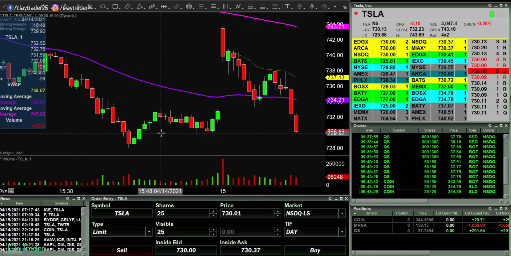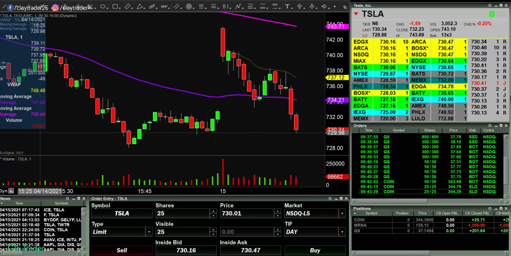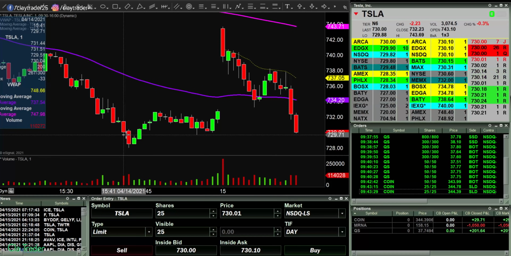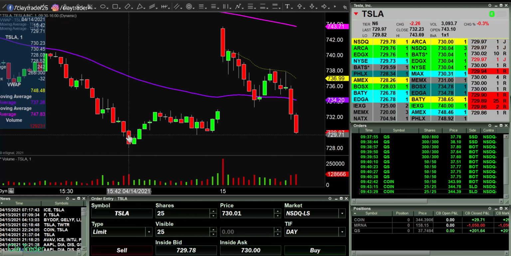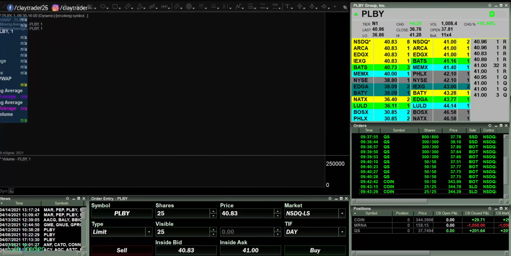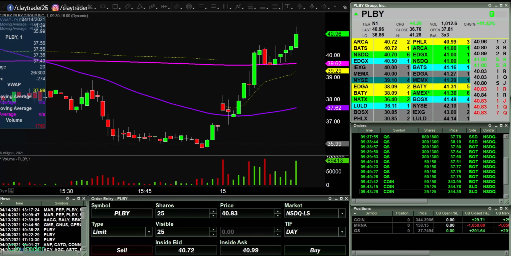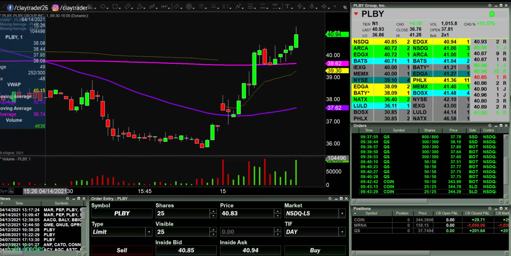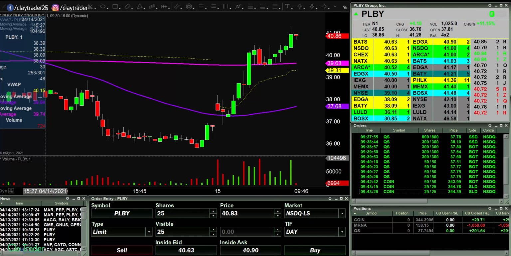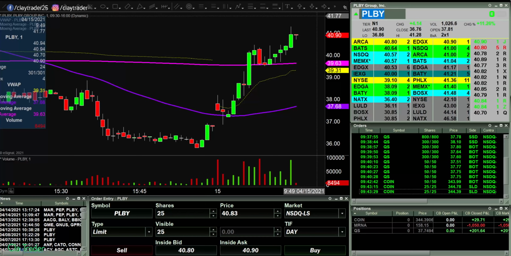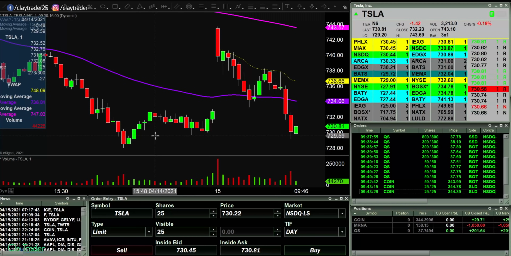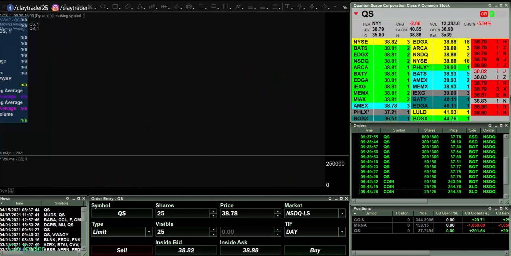Tesla coming down here. I wonder how it's going to behave right here at, what is that, 729.75-ish. I would love to short right here, but that's totally chasing at this point. What's going on with PLBY? There we go. Tesla bouncing just right where you thought it. Went a little bit below, but I think we can all agree right in that general vicinity. And QS is going again, huh?